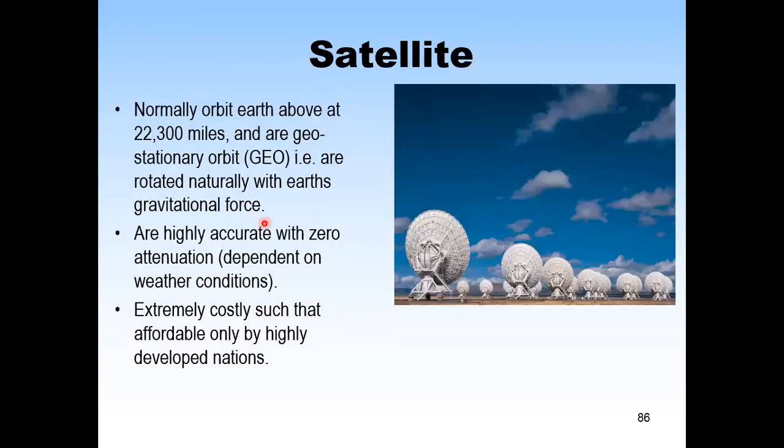Satellites: there are three different orbits in which we can deploy satellites, or you can say four: LEO, MEO, GEO, and HEO. There are four different orbits around the Earth in which we can use different types of satellites. That is low Earth orbit, medium Earth orbit, geostationary Earth orbit, and at the outermost there is high Earth orbit.